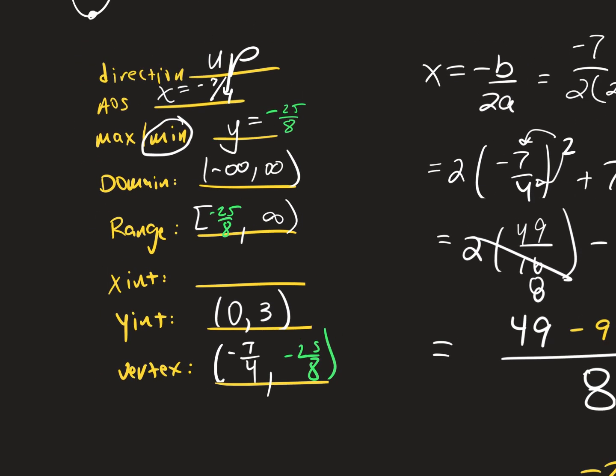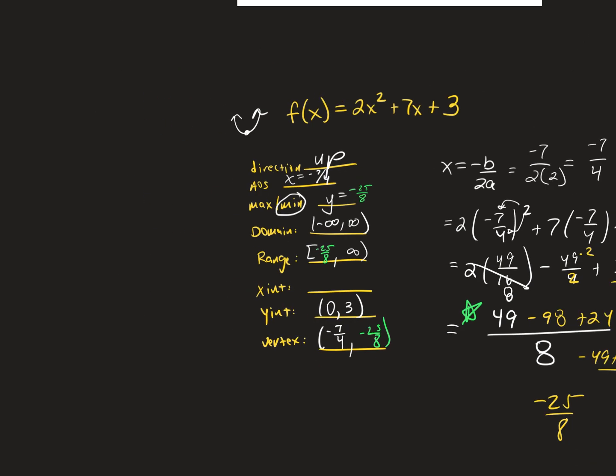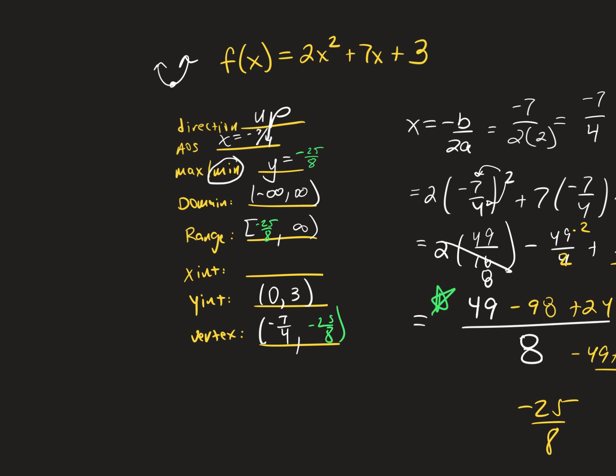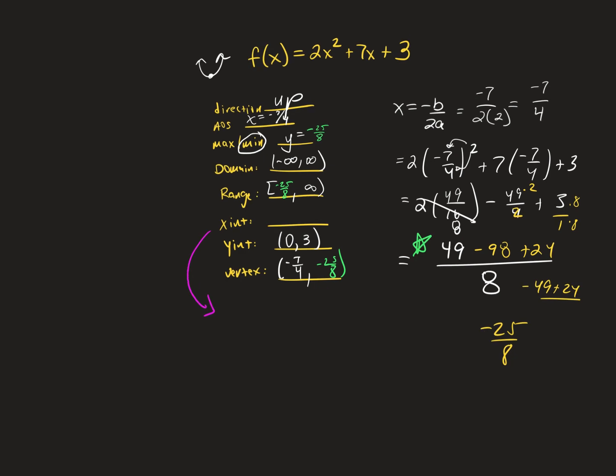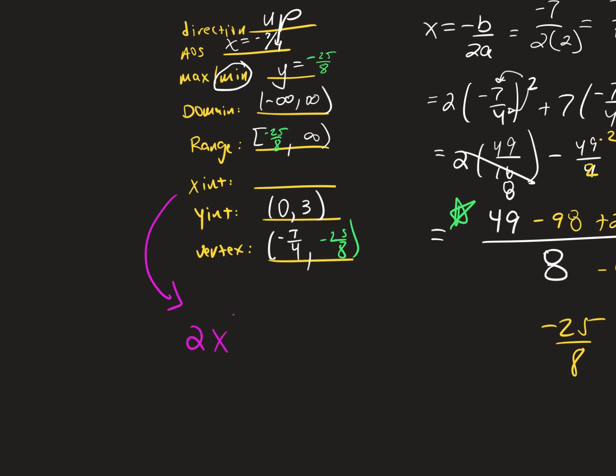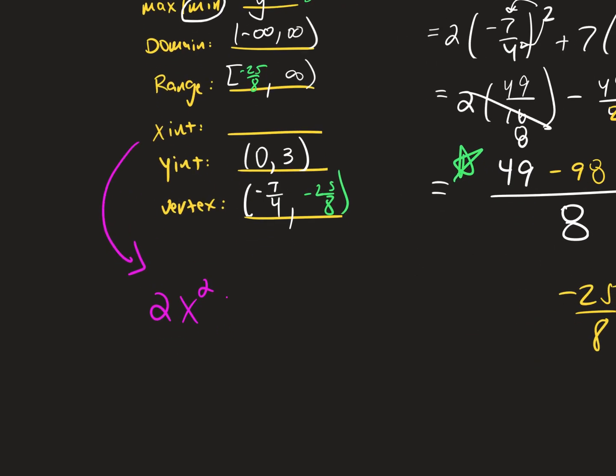We've answered every single question. And the hardest part was you guys down here freaking out about getting a common denominator, right? We've answered every single question by looking at this function and by finding the vertex. Everybody see that? The last thing we're going to do is find the x-intercepts. How do you find the x-intercepts? You set y equal to what? 0. So I have 2x squared plus 7x plus 3 equals 0.